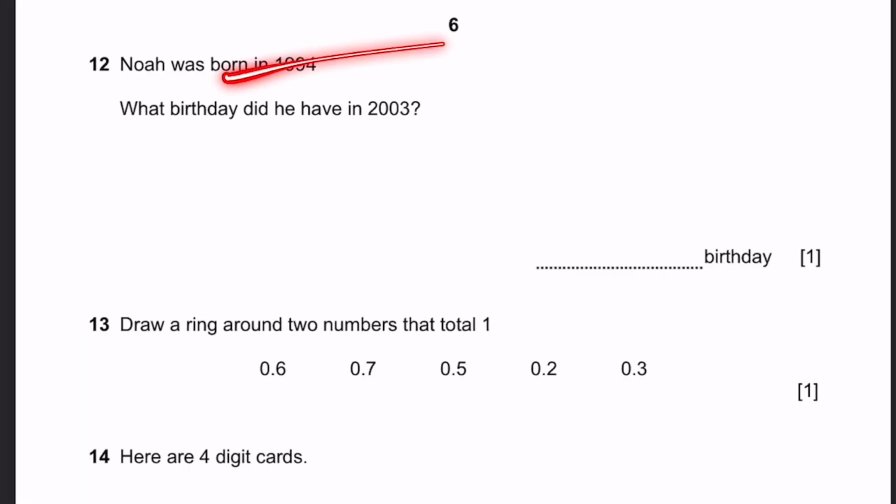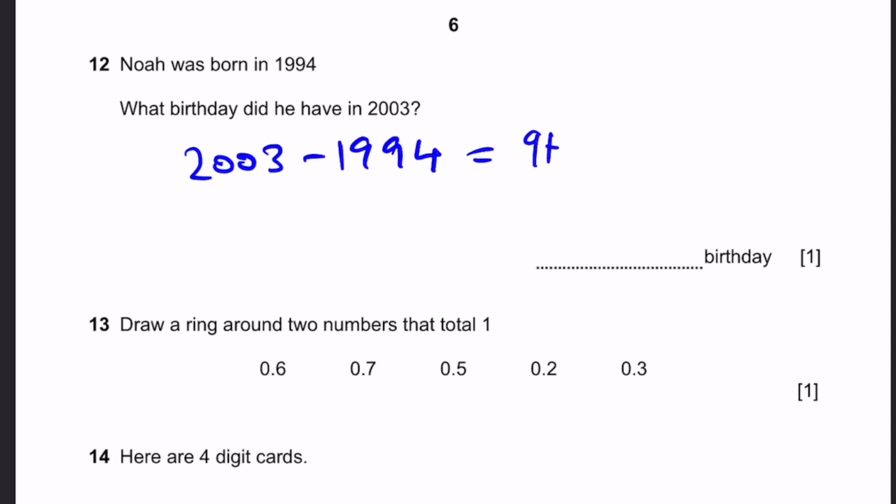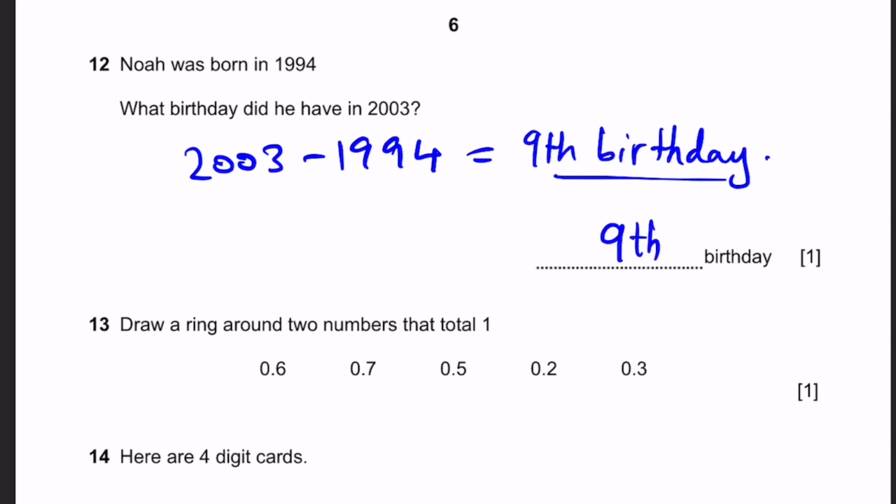Question 12. Noah was born in 1994. What birthday did he have in 2003? So if he was born in 1994, the birthday he had in 2003 will be 2003 minus 1994, which will be equal to 9th birthday. That's the answer.